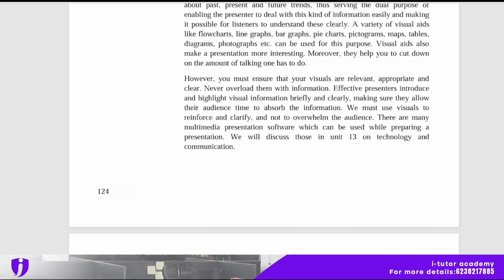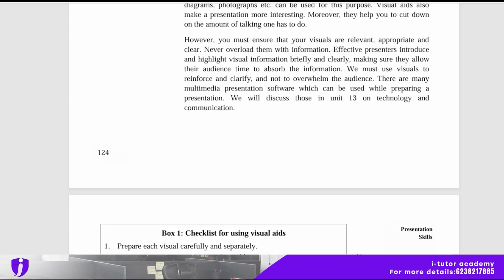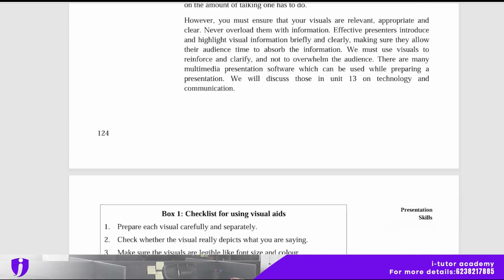A variety of visual aids, diagrams, photographs, etc. can be used for this purpose. Visual aids also make a presentation more interesting. Moreover, they help you to cut down on the amount of talking one has to do. However, you must ensure that your visuals are relevant, appropriate, and clear. Never overload them with information.